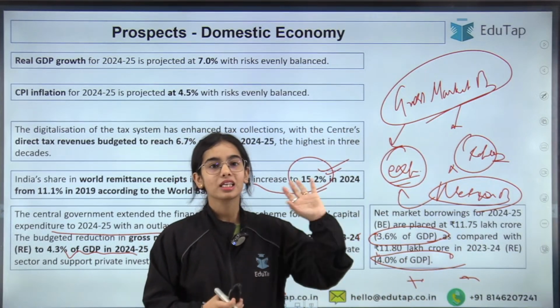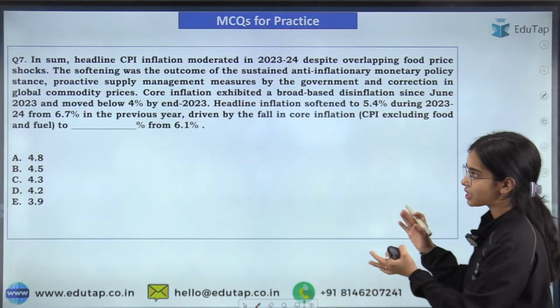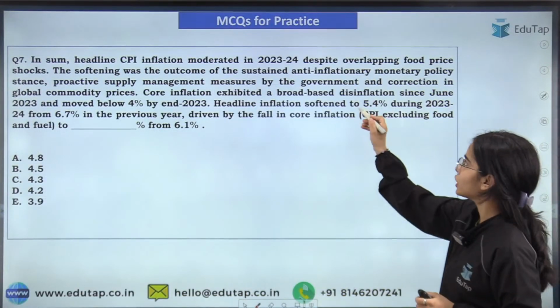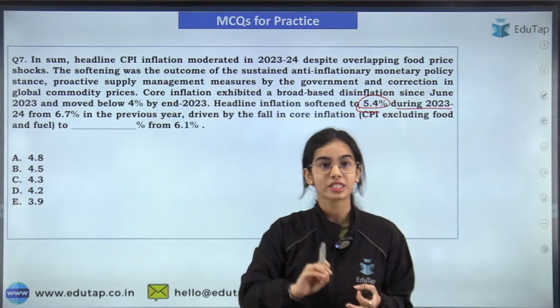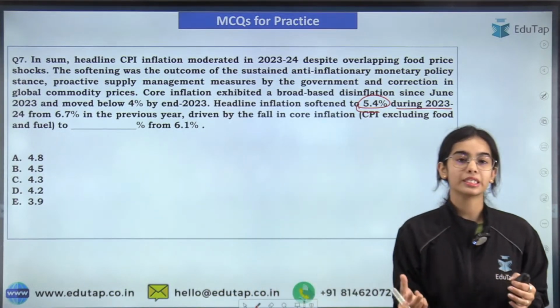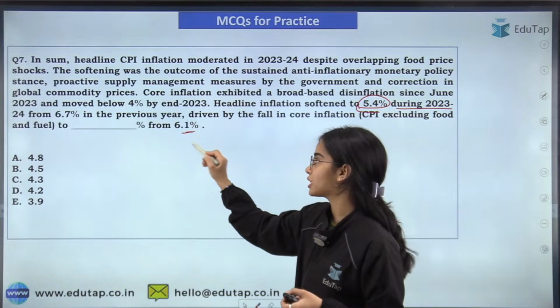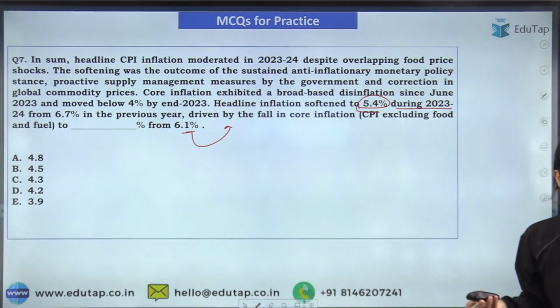The data points in the crores you do not have to remember here. Okay. Now moving forward, very easy question. Headline inflation softened to 5.4% in India during 2023-24 from 6.7%. So the core inflation has fallen by what percentage? From 6.1% in the previous financial year.